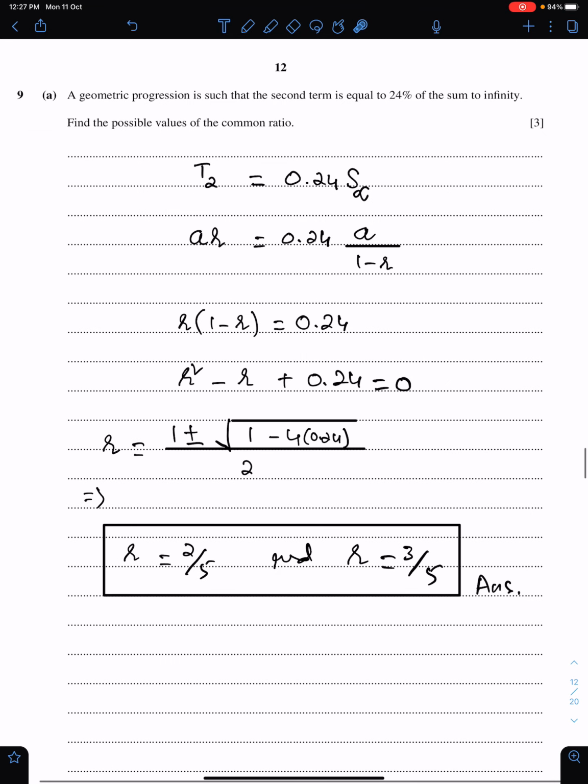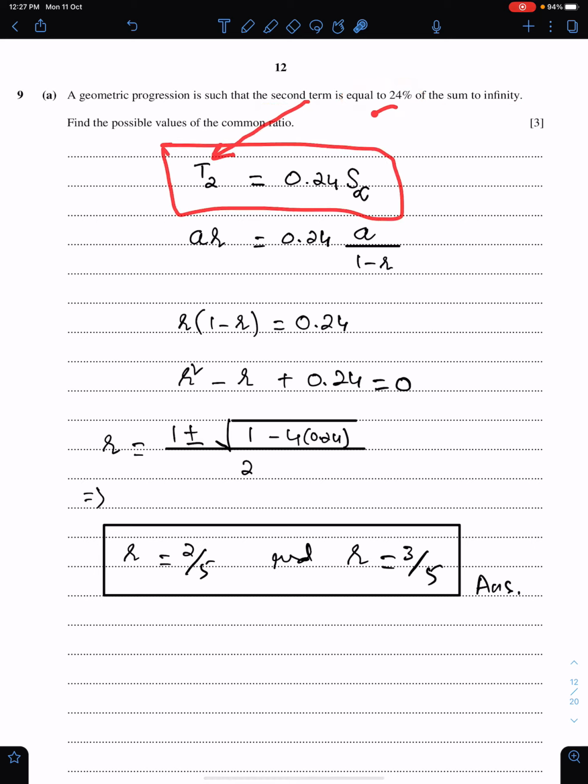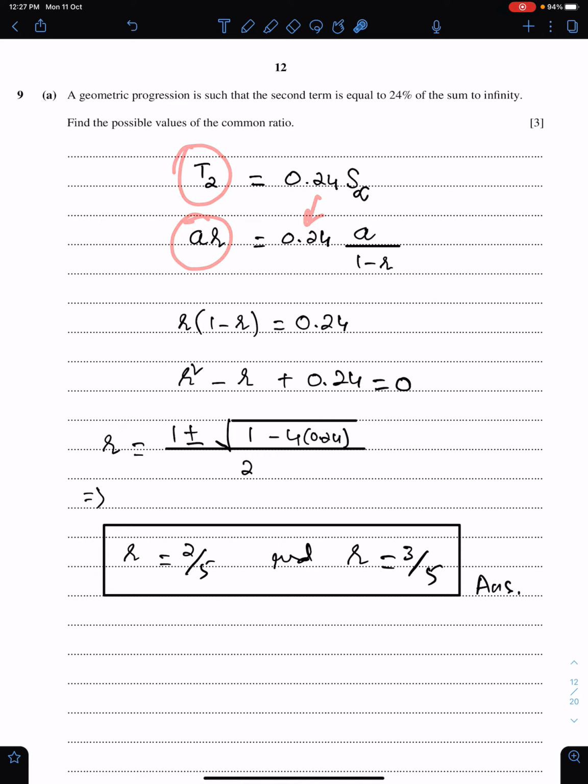Next question, number 9. A GP is such that the second term is equal to 24% of the sum to infinity. This is here. Second term means T2, 24% means 0.24, sum to infinity is S infinity. The second term of GP is AR, 0.24 is here copied, and the sum to infinity formula is A upon 1 minus R. By cancelling these two A's, we have this equation.